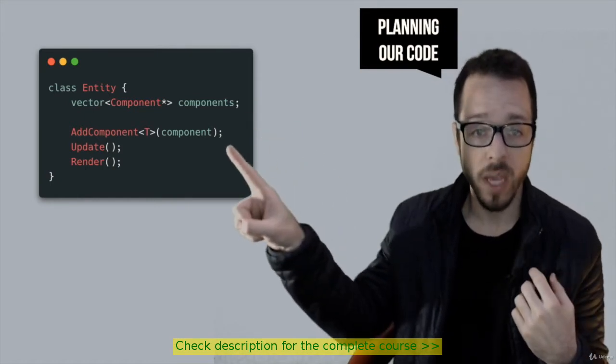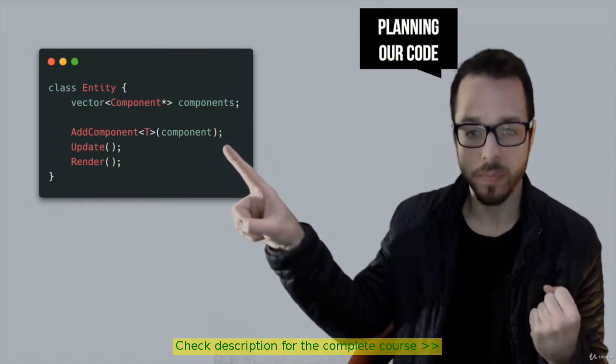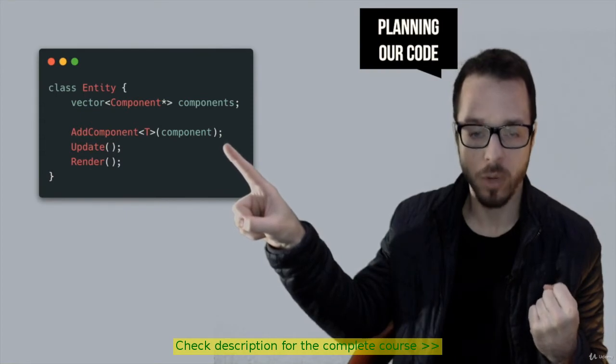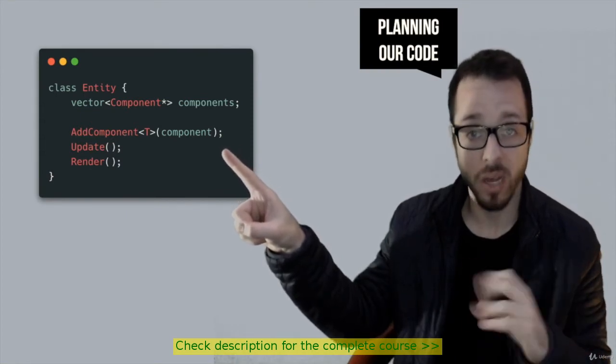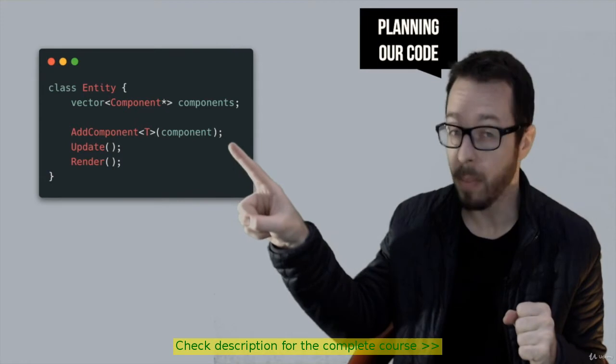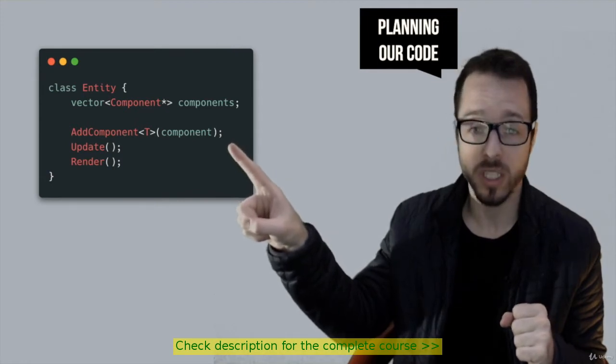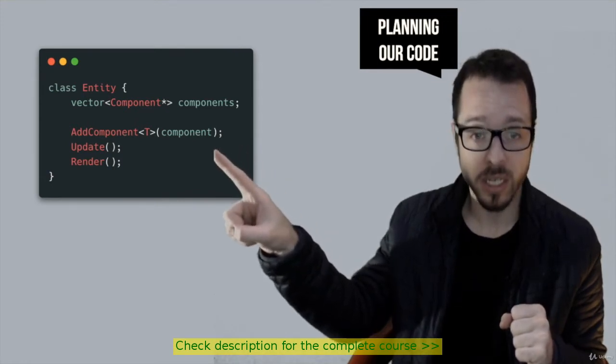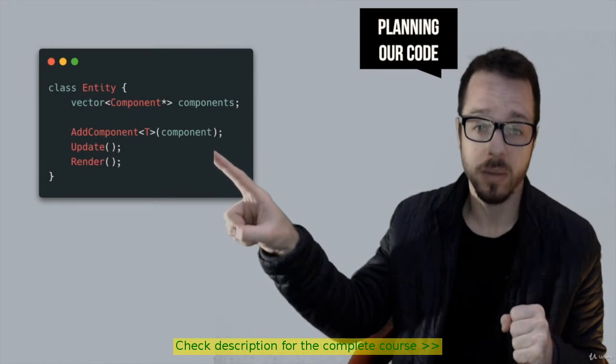I need to be able to add components, right? So I'm going to have an add component property. We're going to see how this works a little bit later. I'm going to use templates, so we're going to review how that works as well in C++. And each entity can have an update and a render.